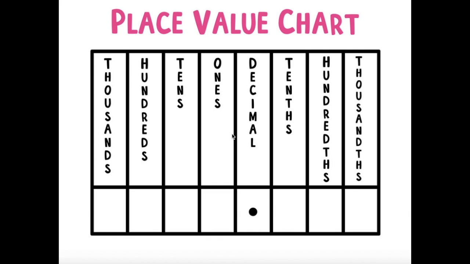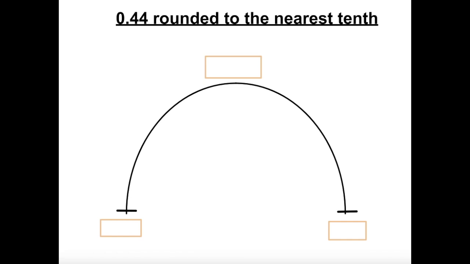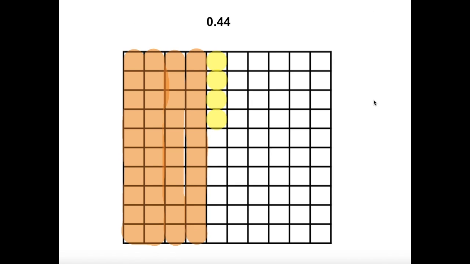Rounding decimals is extremely similar to rounding whole numbers. Now we could round whole numbers to the nearest 1,000, to the nearest 100, to the nearest 10 or 1, just as we can round decimals to the nearest 10th, 100th, 1,000th, and so on. So let's take a look here at a rounding roller coaster setup, and we want to round 44 hundredths to the nearest tenth.